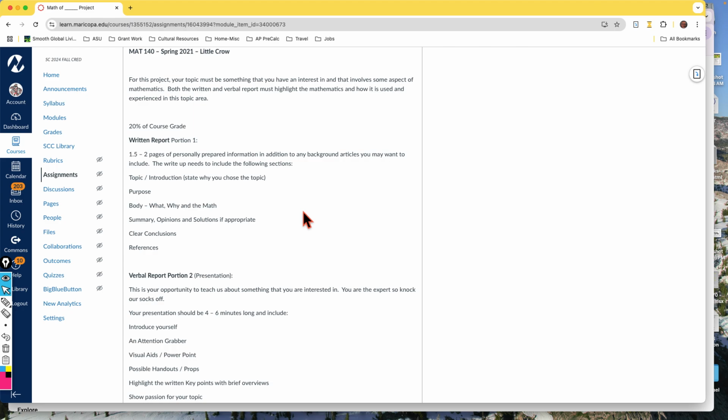So I'm going to give you some examples of what's been done, but it's very open. You can do the math of baseball, or if you're into sports, the math of any particular sport. And you don't have to get too deep. It's not like all the math of baseball. It's the math of one aspect, like maybe the mathematics of hitting a home run ball.